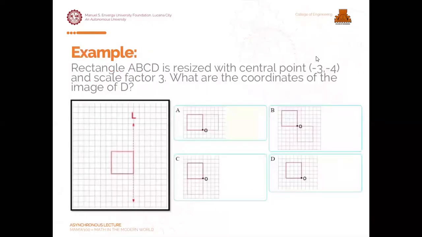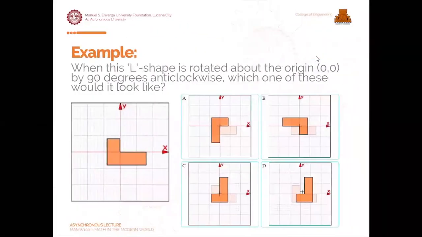So first example, not this one. I think this is the same example as yung sa translation. So we have this one. So when this L shape is rotated about the origin, so origin natin, ibig sabihin dito sa 0, 0. Ito yung center of rotation natin. By 90 degrees anti-clockwise. So yung anti-clockwise natin is paano ang direction? Papunta doon. No? Pag ganun yung direction natin, anti-clockwise. Okay? Which one of these would it look like? Okay? So 90 degrees, ibig sabihin isang quadrant yung i-flip natin.